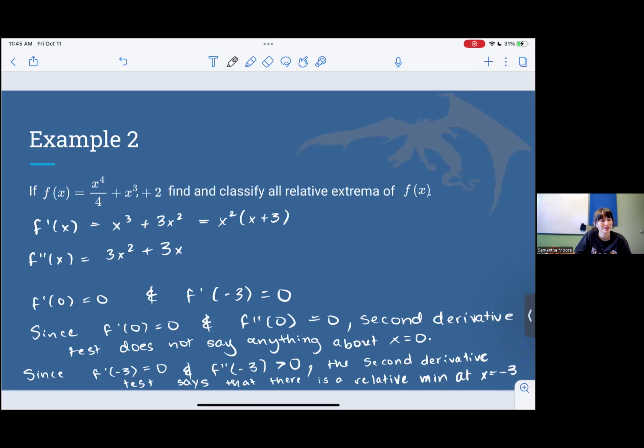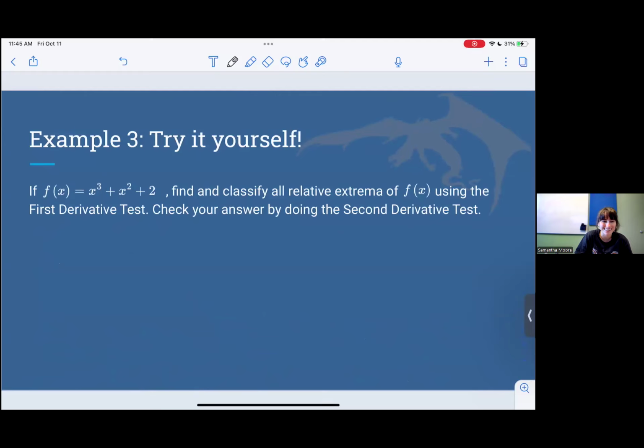Okay. So now we have two different tests that can both tell us about the relative extrema of our original function. Either test is going to be valid in any given situation. Sometimes one test might be easier than the other, just depending on how hard it is to take the derivative and whatnot. But a lot of times it's pretty equally easy to apply both tests. So along those lines, go ahead and try it yourself.